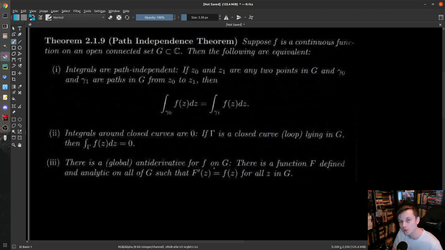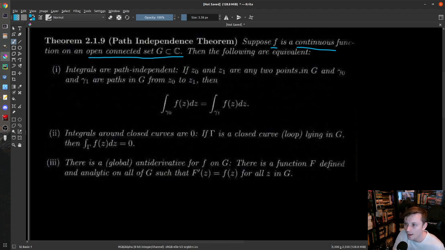So in section 2.1, we got this big theorem right at the end, the path independence theorem. It says that if you've got a continuous function on an open connected set contained in the complex plane, remember, open connected sets are also called regions or domains, then the following are equivalent. Integrals are path independent, integrals around closed curves are zero, and there's a global antiderivative for f on this open connected set, on this domain.